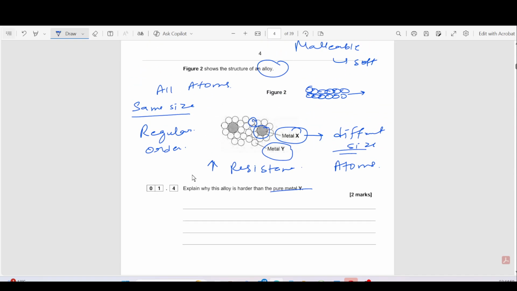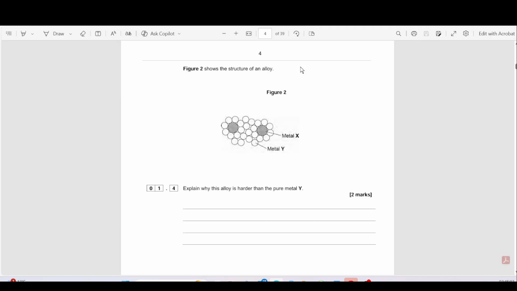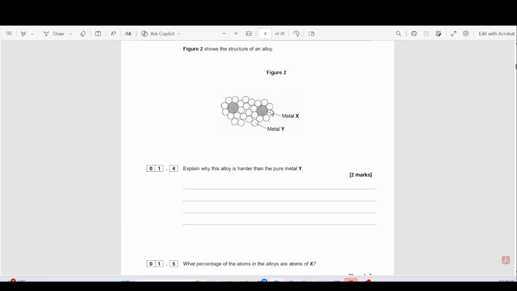Okay, let me just erase it. So now we have the next question. This is the structure of an alloy, right? For the same structure, the question is asking what percent of the atoms in the alloy are atom X.